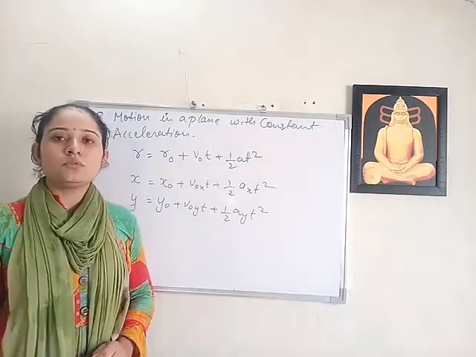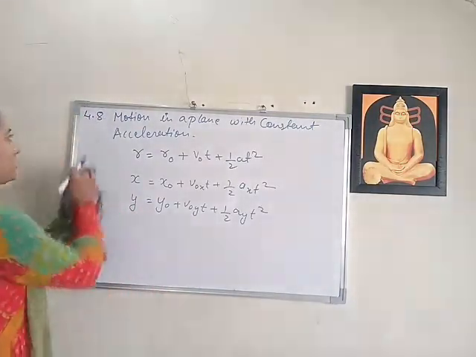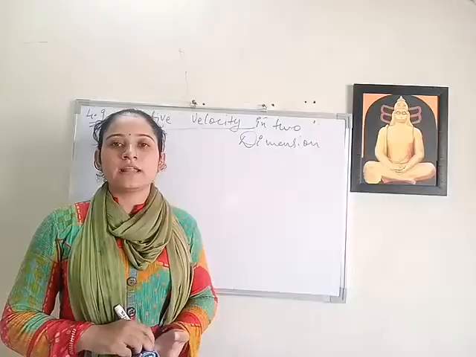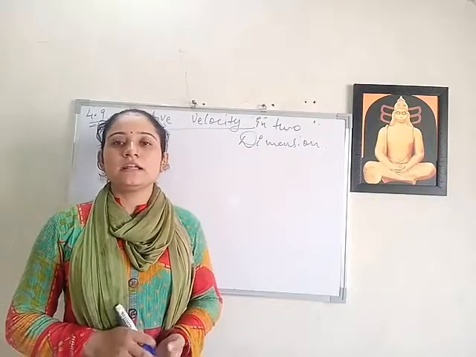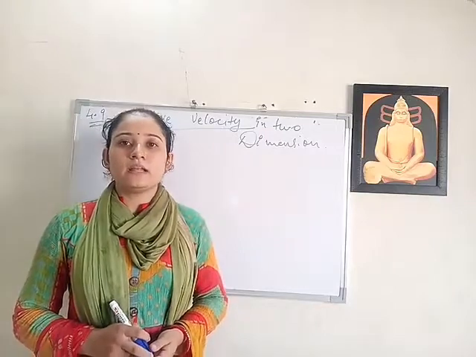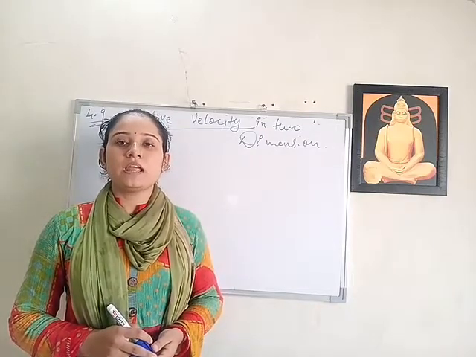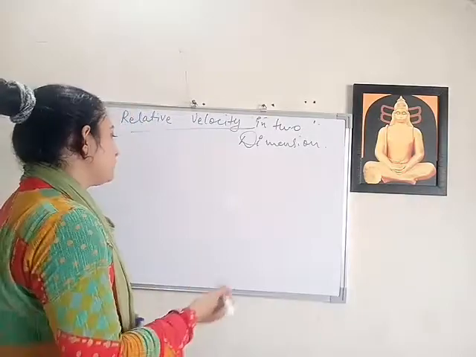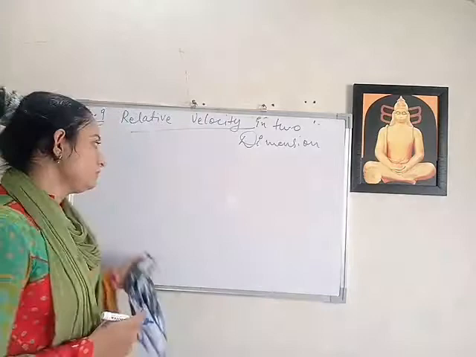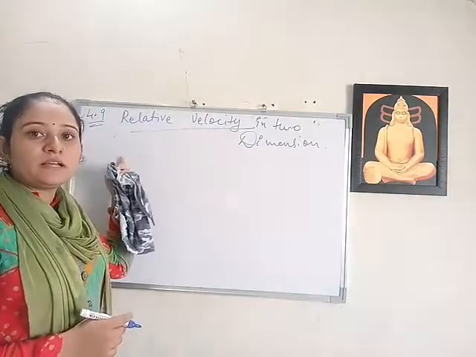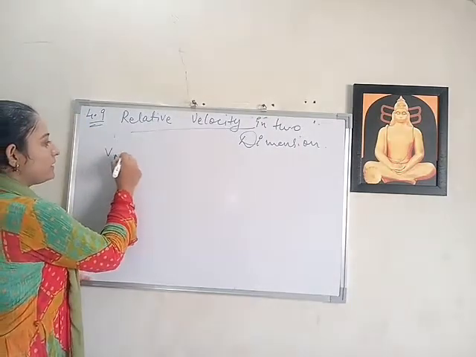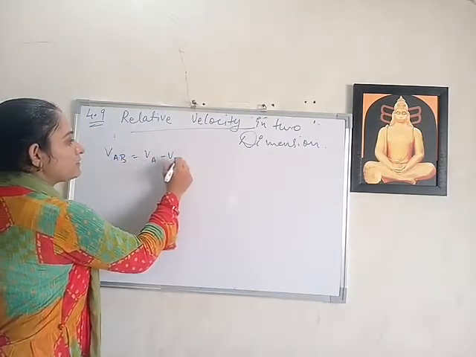Now we will come to the next topic, that is topic number 4.9, the relative velocity in two dimensions. Now consider two particles A and B having the velocities VA and VB. Now we consider the particle A in motion, the velocity of particle A relative to B. So VAB will be equal to VA minus VB.